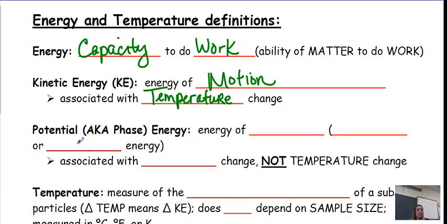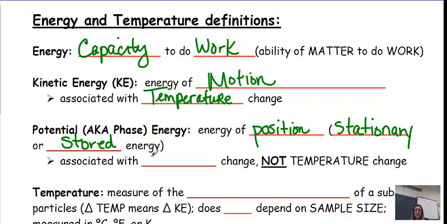Okay, potential energy, also known as phase energy, is the energy of stationary or stored energy, so energy of position, we're going to say. And that will be stationary or stored energy. This is associated with phase change, hence phase energy, not temperature change. So when we're talking about potential energy, we're going to talk about going from solid to liquid to gas, or solid to gas, and so on.